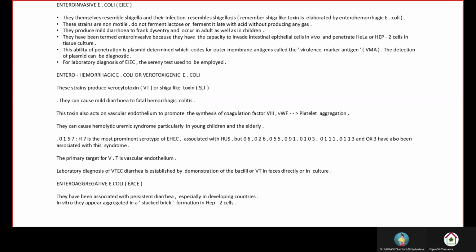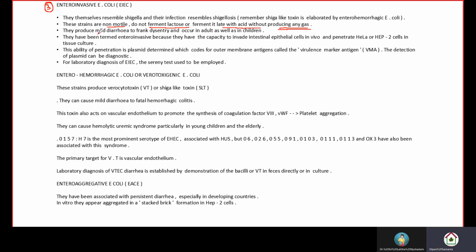Next is EIEC, or enteroinvasive E. coli. They themselves resemble Shigella, and their infection resembles Shigellosis. These strains are non-motile, do not ferment lactose, lactose non-fermenters, or ferment it late with acid without producing any gas. If it ferments, it will be at a later stage. It may ferment, but there will be no production of gas.